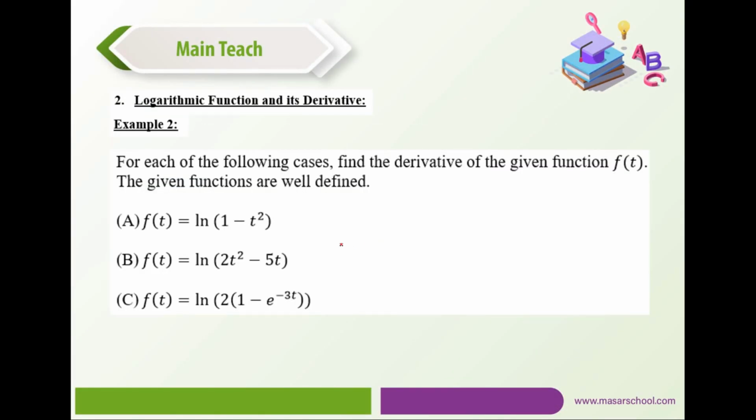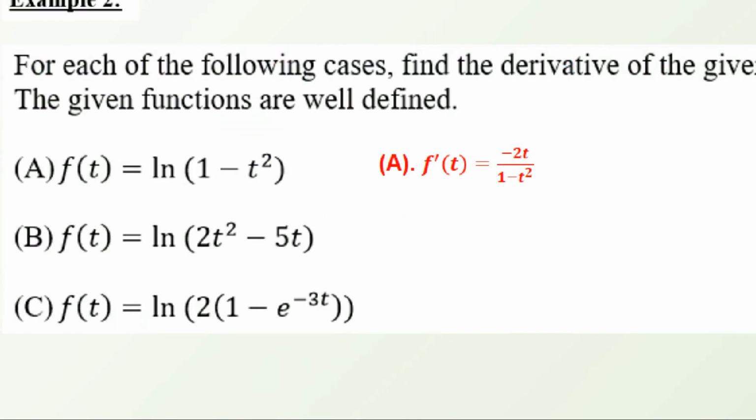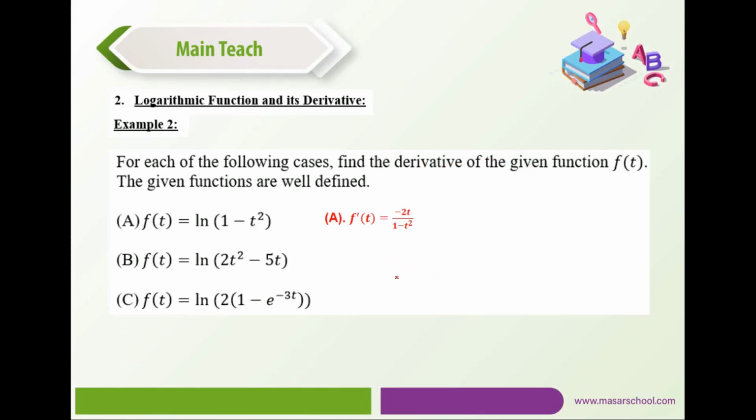For each of the following cases, find the derivative of the given function f. The given functions are well defined. So in this case, that would be u prime over u. This is u, a quadratic function. Then u prime would be linear, which gives minus 2t over 1 minus t squared. That would be the answer for the first part. For the second part, this is quadratic, then the derivative would be linear, which is 4t divided by 2t squared minus 5t. That would be the answer for part B.